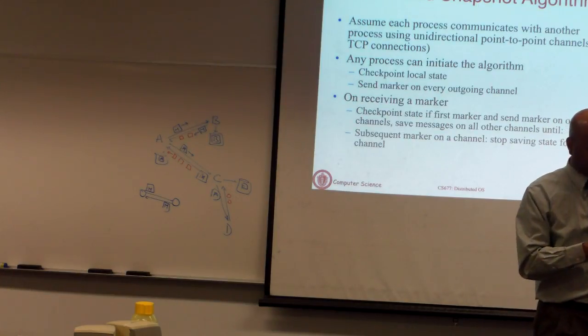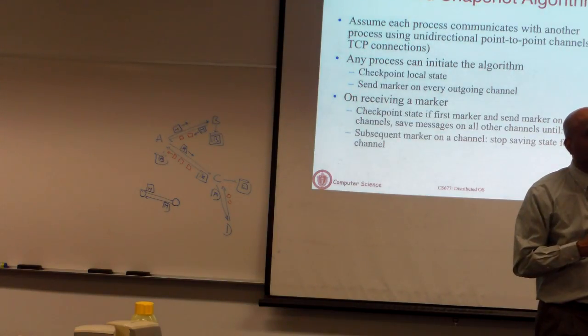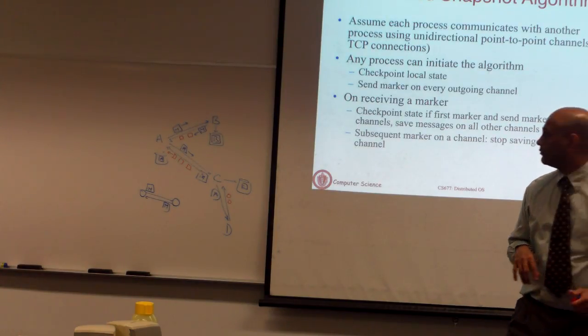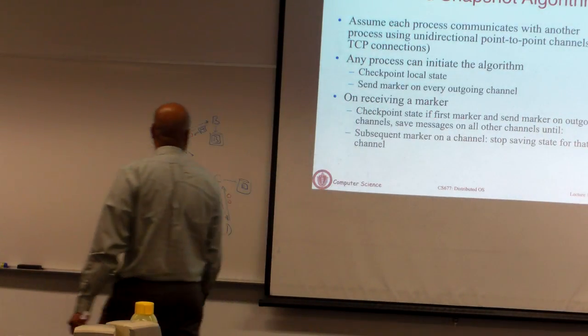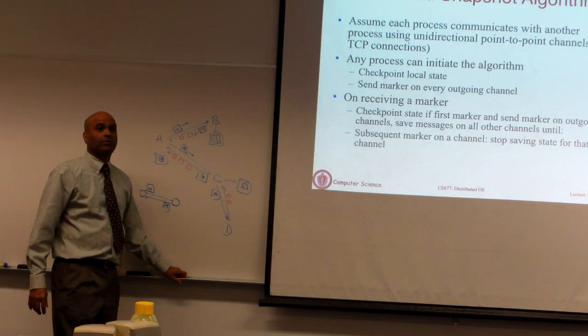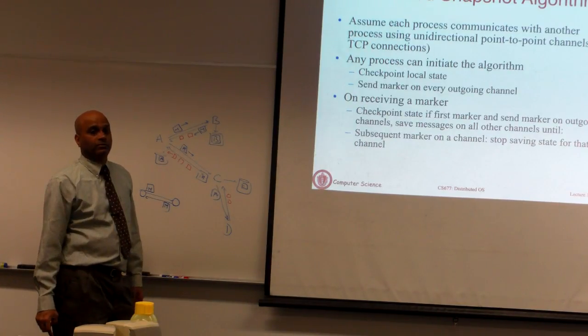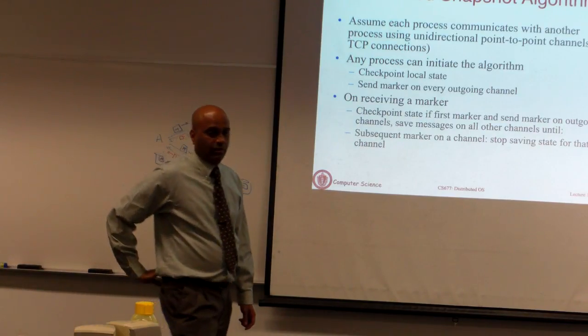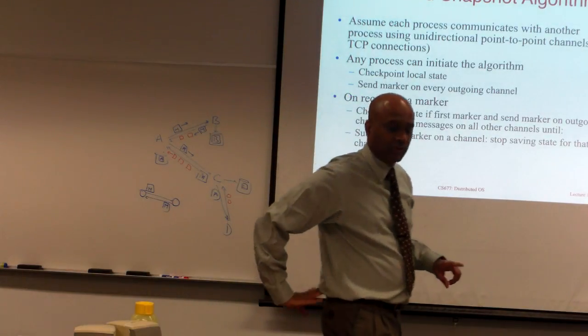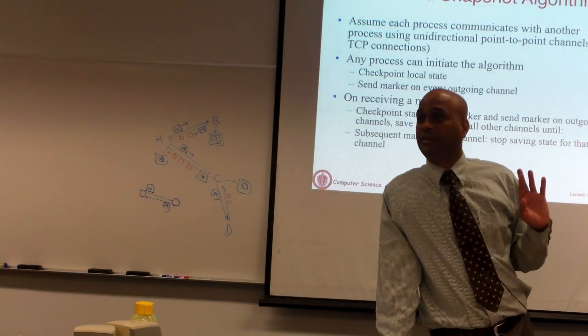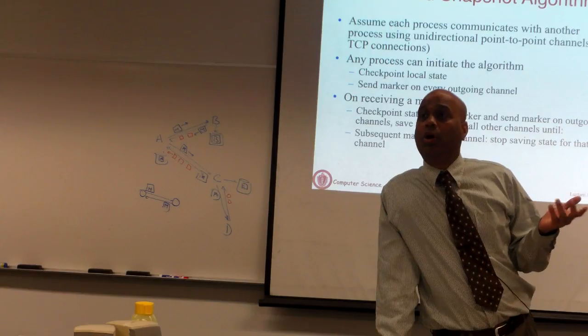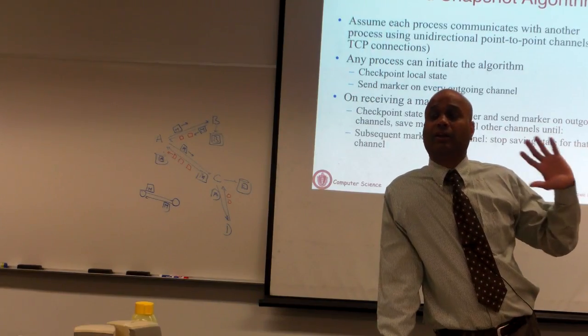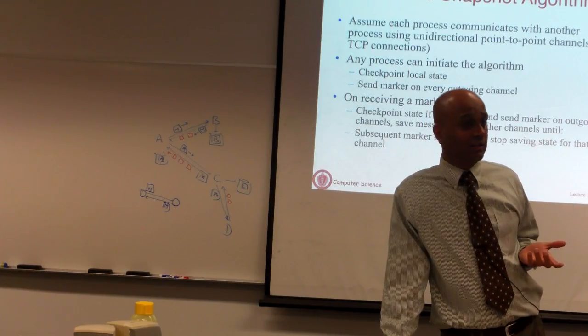Is there some sort of indication that pairs those? What happens if A and C both decide to start a snapshot within the time frame between when one starts but the other hasn't yet received its marker? That's a good question. Since I said any process can initiate a snapshot, the question is, what if A and C initiate the snapshot at more or less the same time?